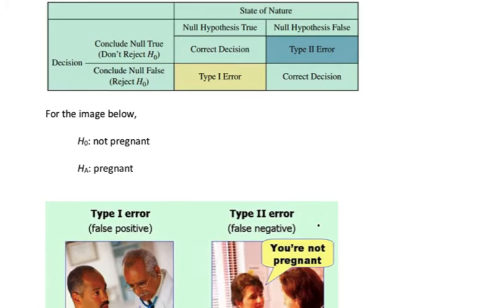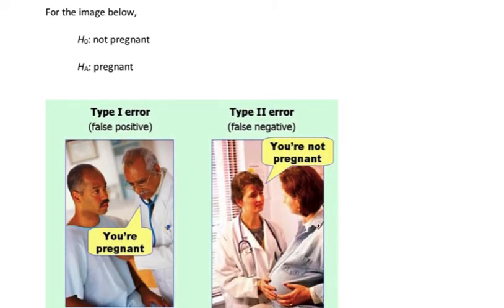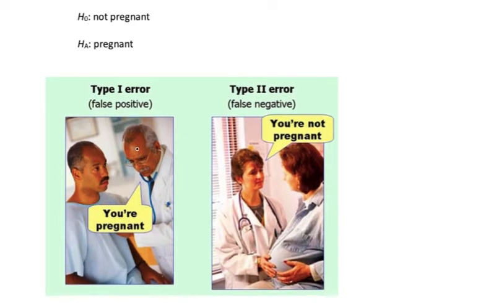And this image here shows a nice way to think about it. The null hypothesis is not pregnant and the alternative hypothesis is pregnant. A type 1 error would be telling someone that they're pregnant when they are in fact not pregnant. So this would be rejecting the null hypothesis when the null hypothesis is true. A type 2 error would be saying that someone is not pregnant when they are in fact pregnant. And so in this case, the null hypothesis should be rejected, but it is not rejected.